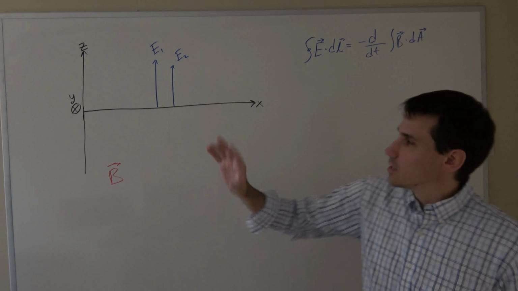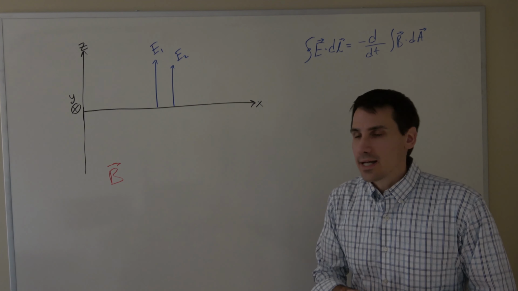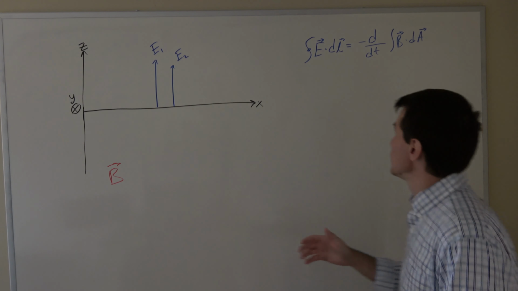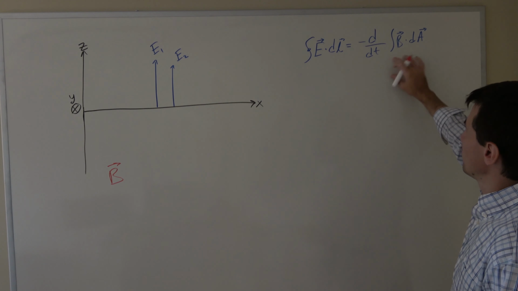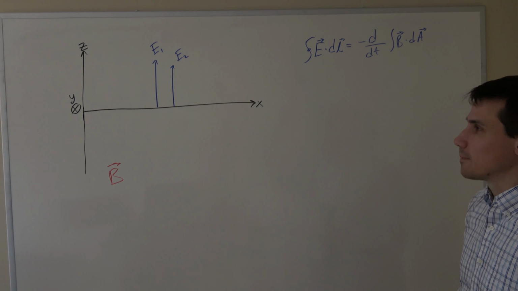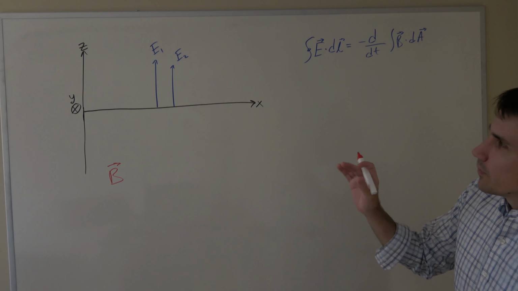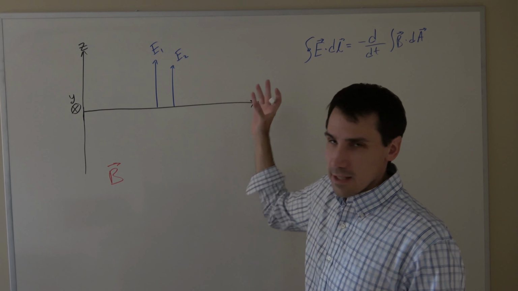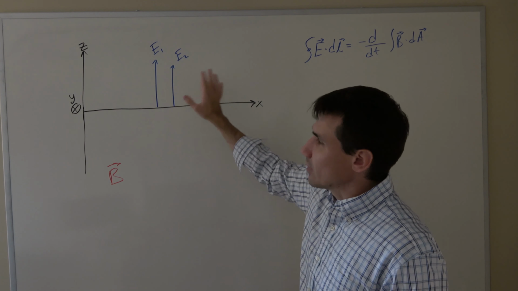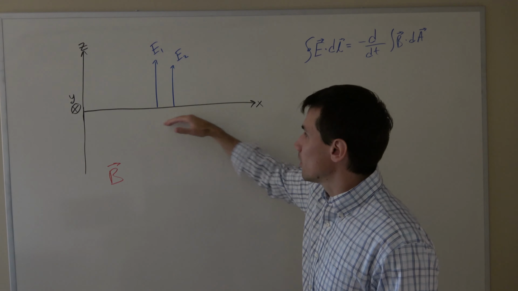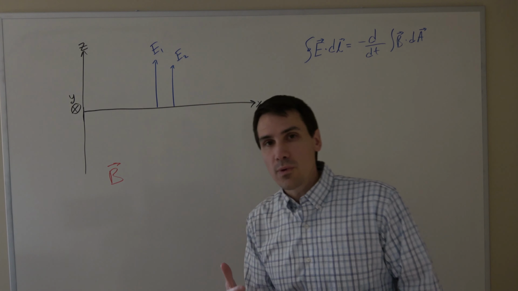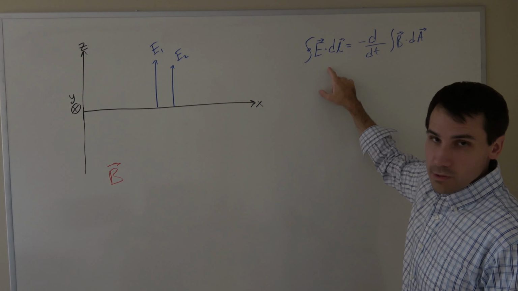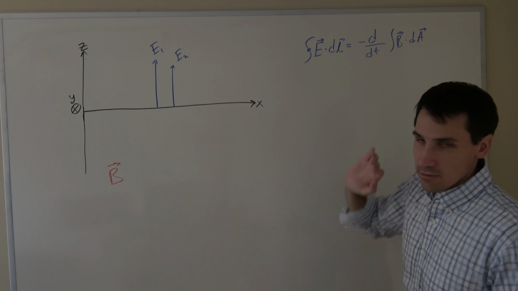So in this region there is some magnetic field, and that magnetic field may be changing over time. In fact, we really want it to be changing over time because we're going to want to take a derivative of it over time. Okay, so here we have an electric field along the x-axis. I have drawn two different electric field strengths here along the x-axis. And what we want to do is integrate the electric field around some closed path.